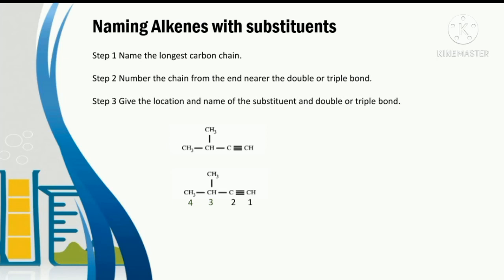Begin with determining the longest carbon chain containing the triple bond. The longest chain contains 4 carbons, so the name is butyne. Step 2. We will start numbering at the right going to left because it is where the triple bond is located. Step 3. Give the location of the triple bond. The triple bond is at carbon number 1. The attached group contains 1 carbon, so it is called methyl, located at carbon number 3. And so, the name of the organic compound is 3-methylbut-1-yne.